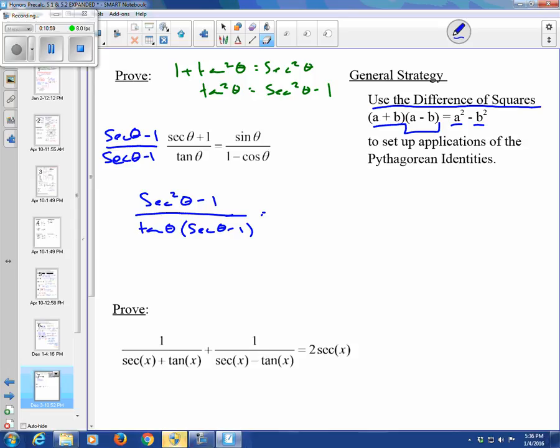And so right here we can substitute a tan squared theta for our secant squared theta minus 1. And that's over tan theta times secant theta minus 1.